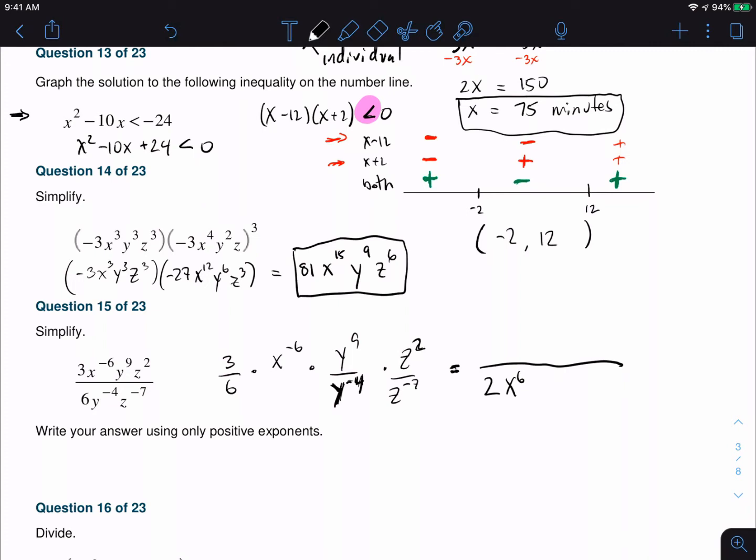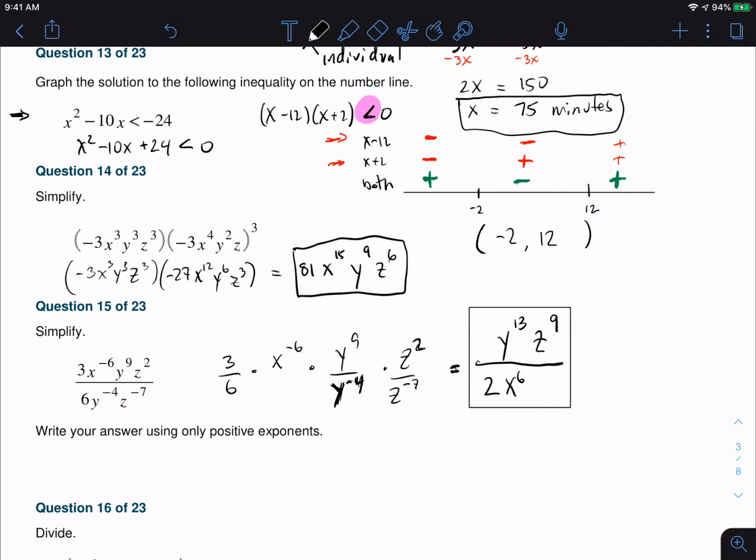So then y to the 9th times y to the 4th, they're going to add, and I'm going to get y to the 13th. And the same thing with the z. That z to the 7th in the denominator is going to go up, and then it's going to add to the 2, so I'm going to get z to the 9th. Make that a little bit shorter. And this is my answer.